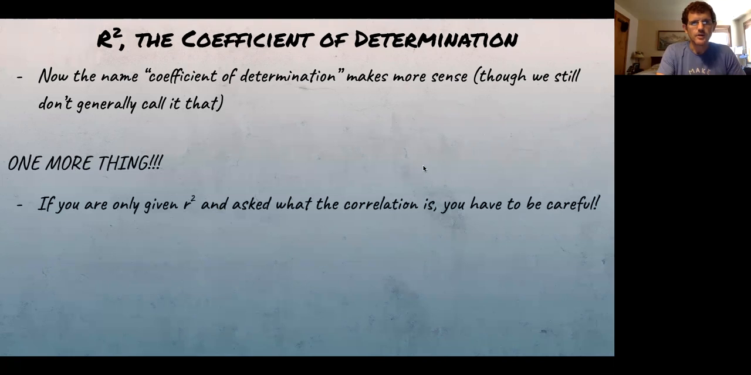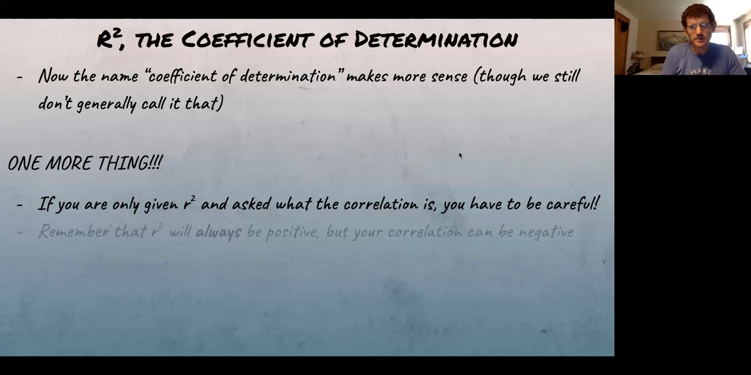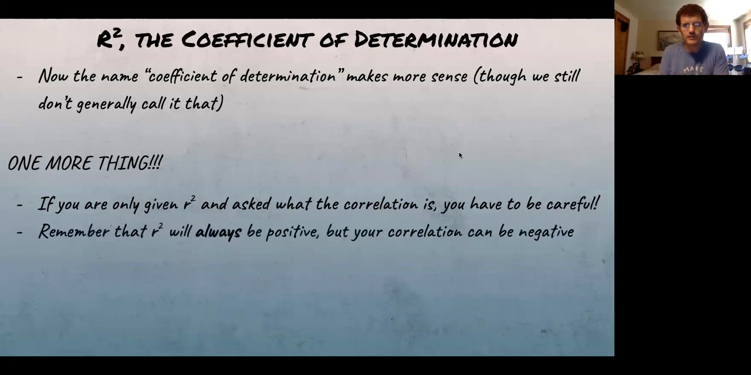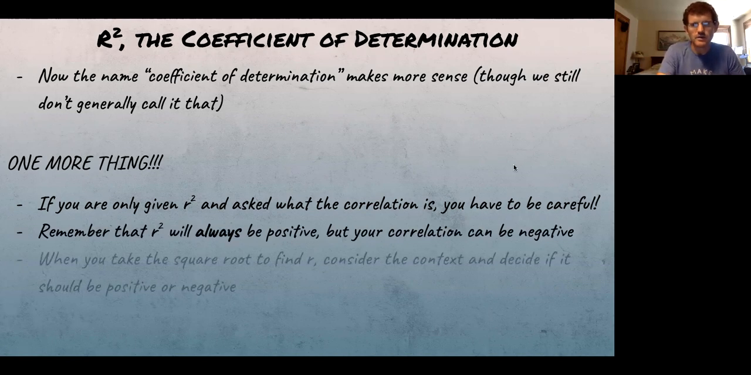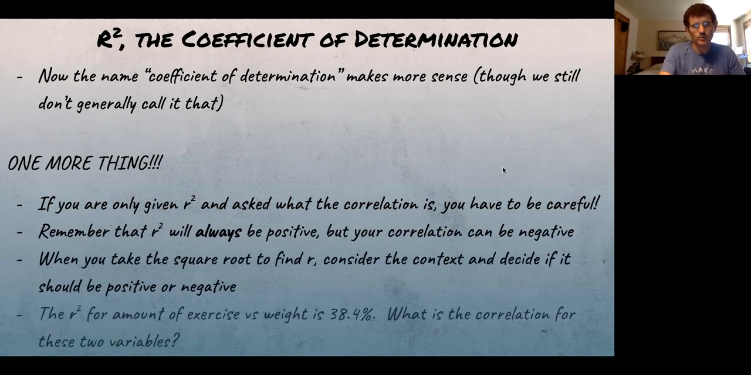So this is one last thing that I just need to throw in here, but it's one of the most important ideas. If you are only given R-squared and you're asked what the correlation is, you have to be careful. R-squared is always going to be positive. If you have a negative correlation and you find R-squared, it's going to be a positive R-squared. So if all you have is R-squared, you need to consider if the correlation should be positive or negative. So let's consider this one.